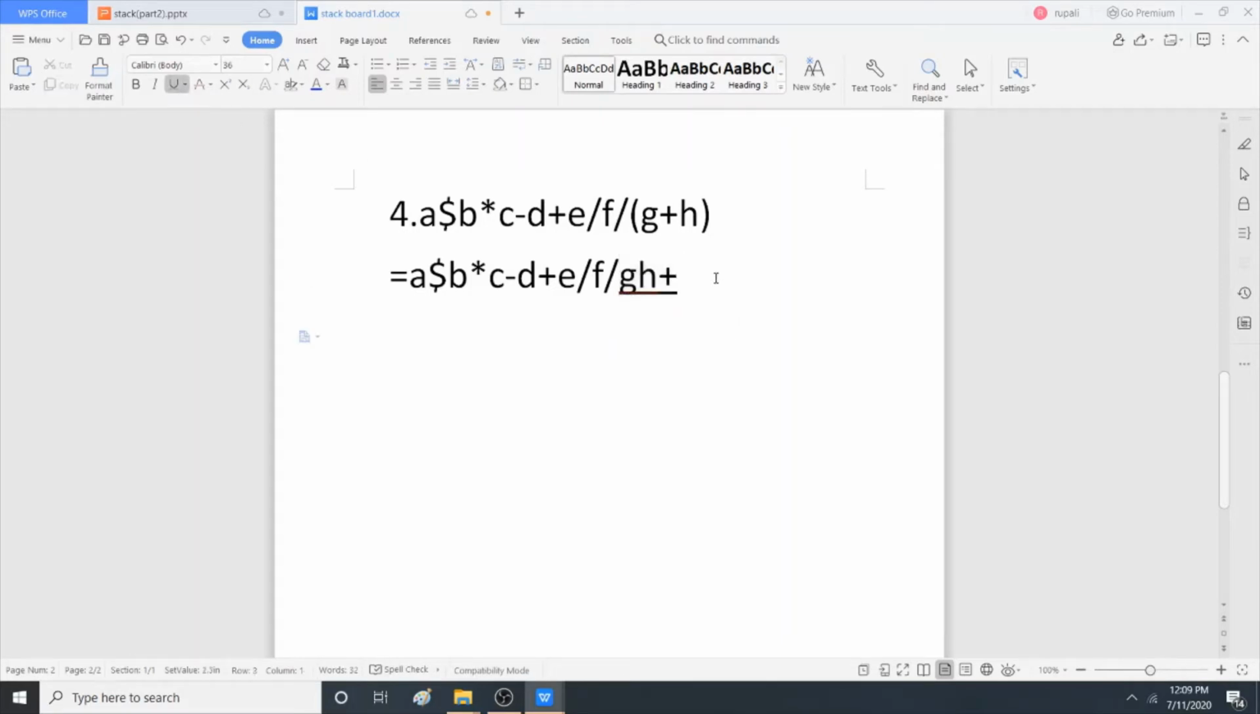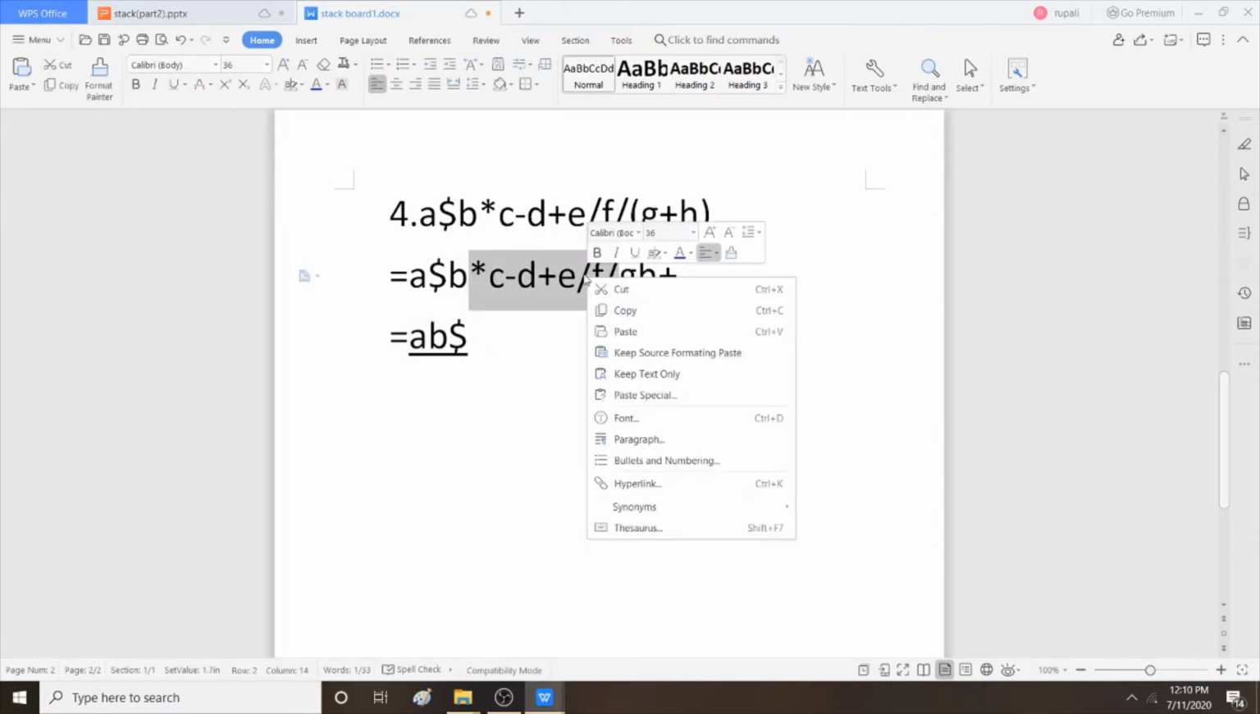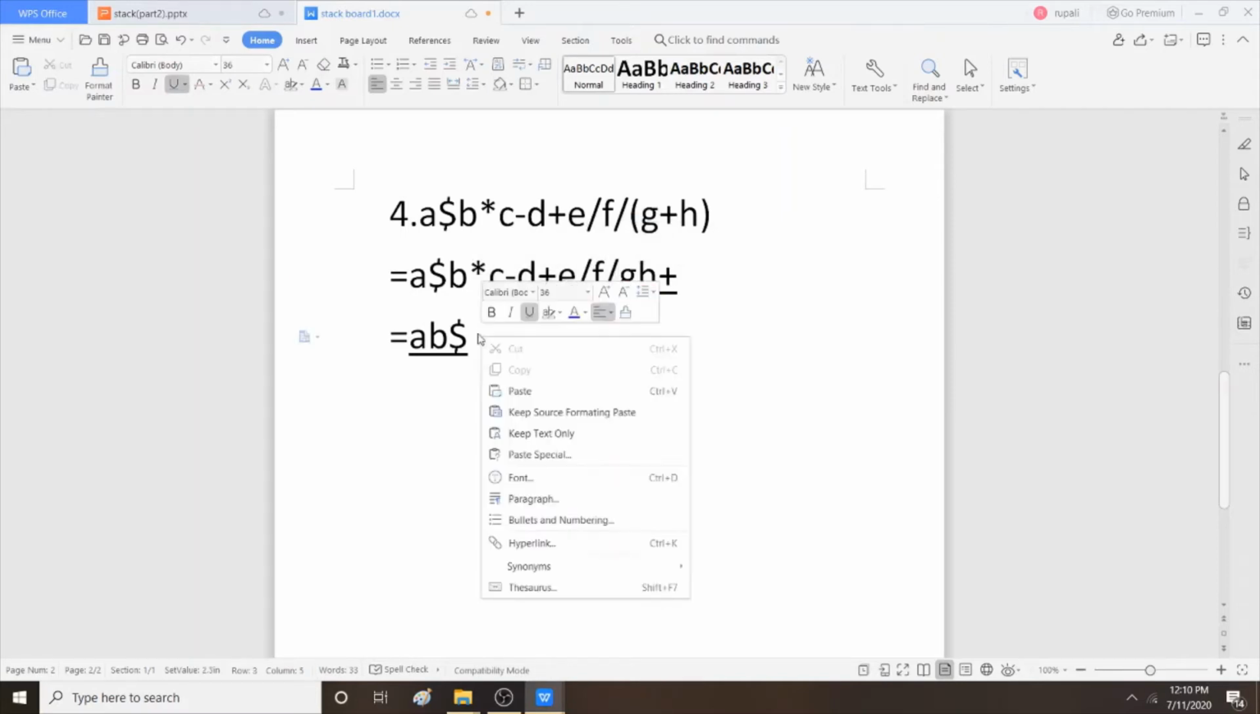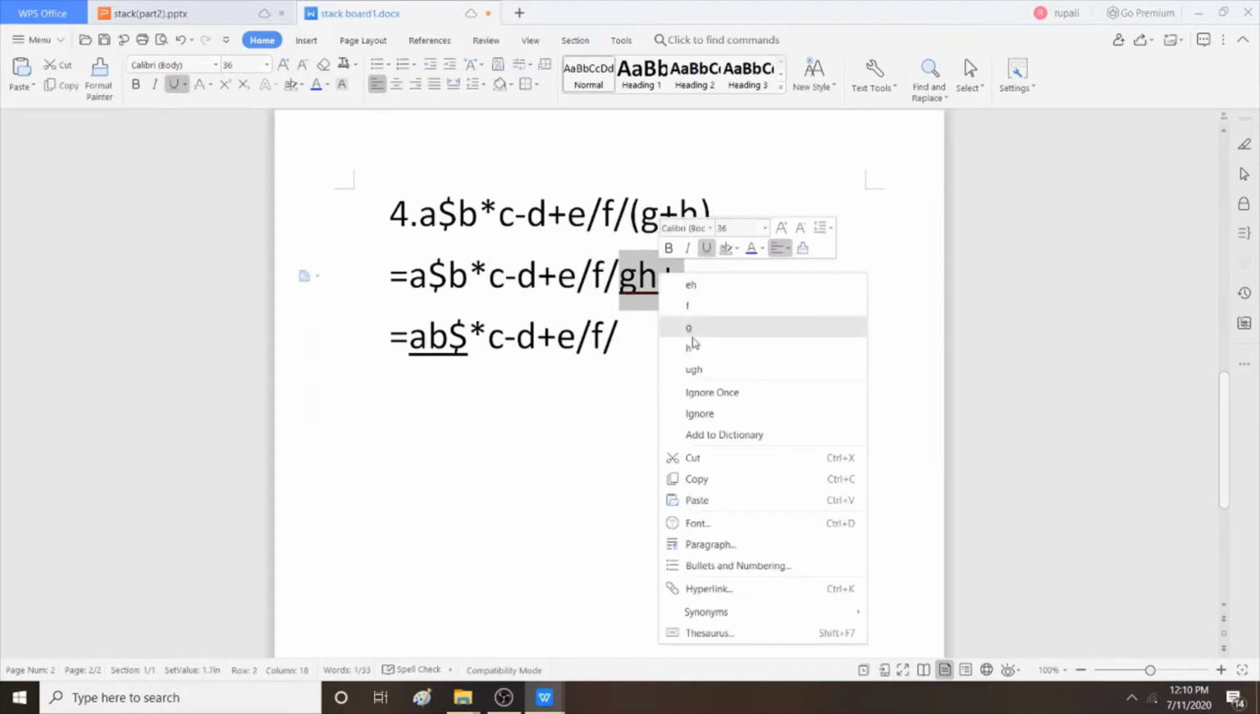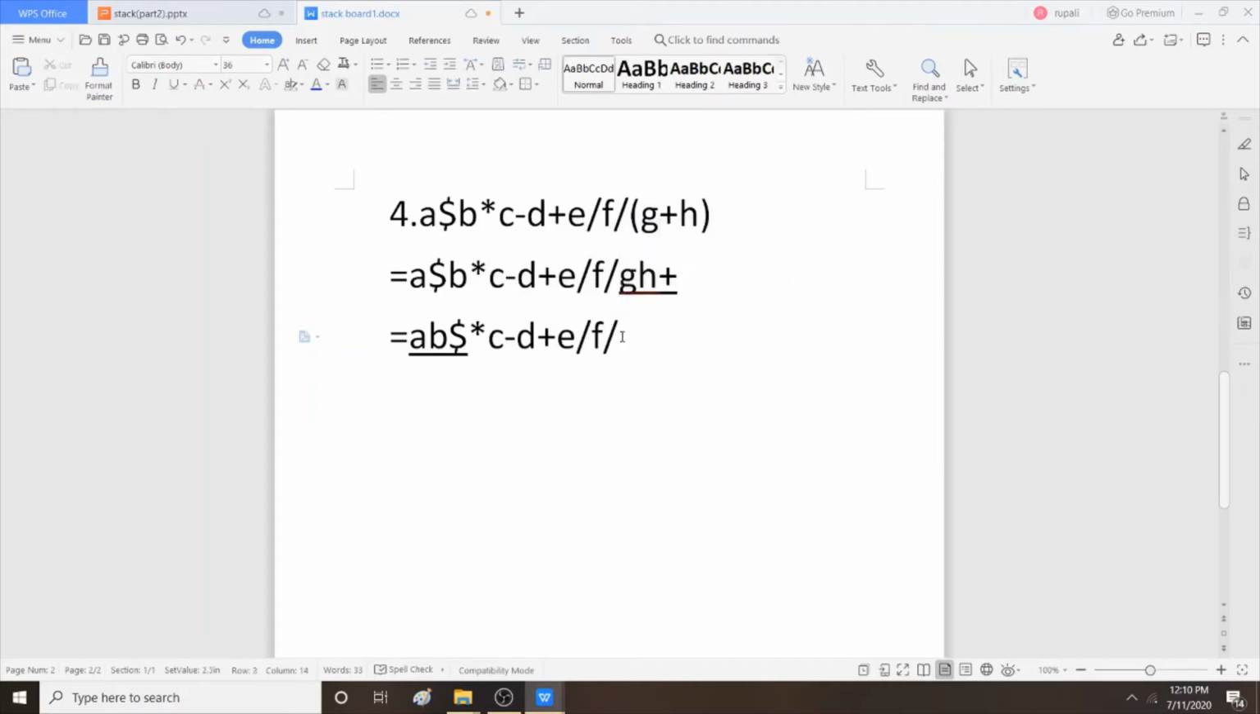Then priority comes. Which operator has greater priority? Dollar. That is exponentiation operator. So A dollar B means A B dollar after postfix. So underline this. Next, copy this thing as it is. Or in your copy you have to write this thing as it is. Now also G plus H, GH plus. Okay, now this is the situation.